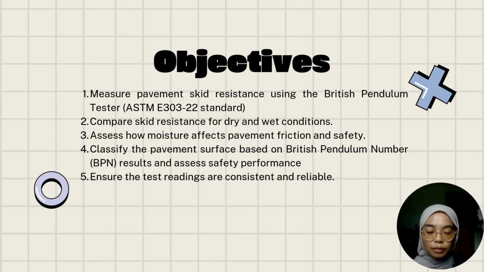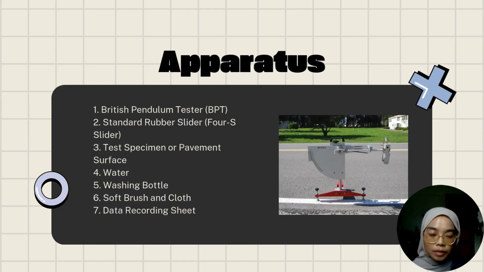Our main objectives were to measure skid resistance, compare dry and wet conditions, assess the effect of moisture on friction, classify the surface based on British pendulum number, and check the consistency of our readings. The equipment used includes the British pendulum tester, a 4S standard rubber slider, the pavement surface, water, a washing bottle, a soft brush and cloth, and a data recording sheet.